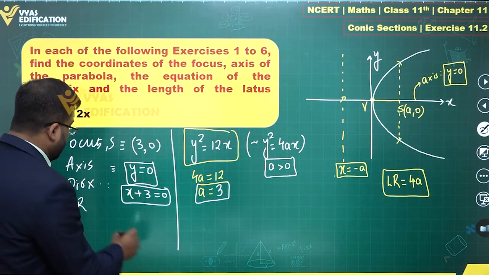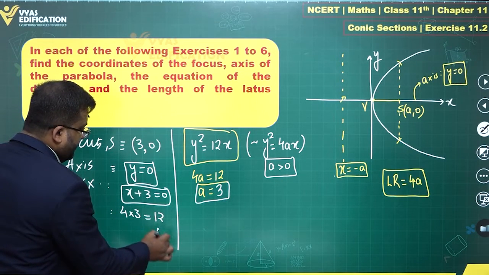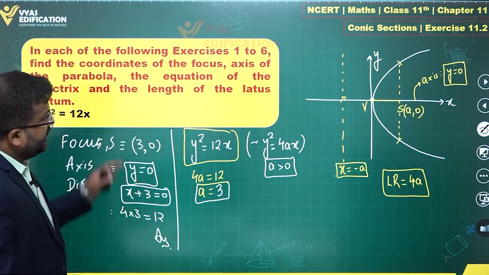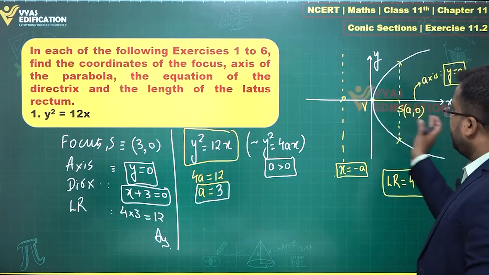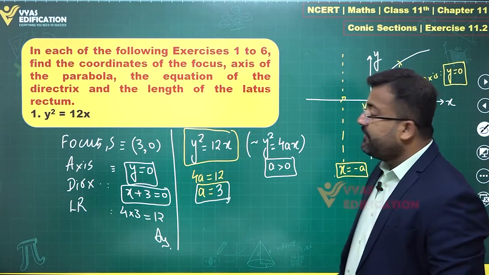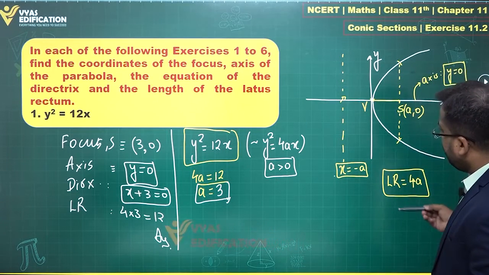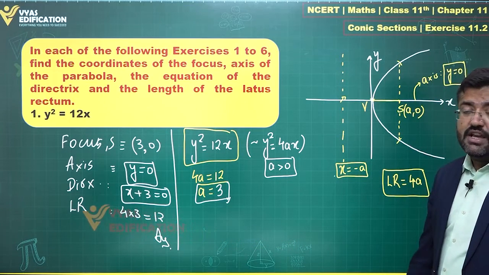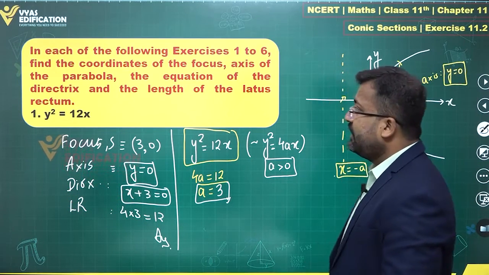Latus rectum is equal to 4a. 4 times 3, which is 12. That's my answer for this complete question, as you can see with the help of this diagram of standard parabola opening rightwards, y square is equal to 4ax. With the help of that, the only thing that we need to identify is a in the given question, and rest all things become very simple with the help of this much information, right? So that's all that you have in this question.